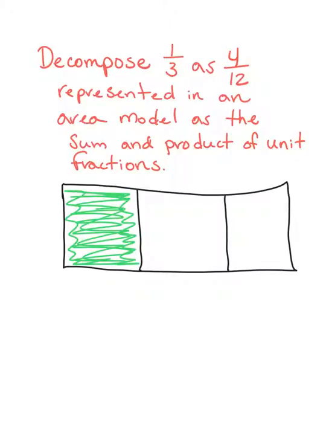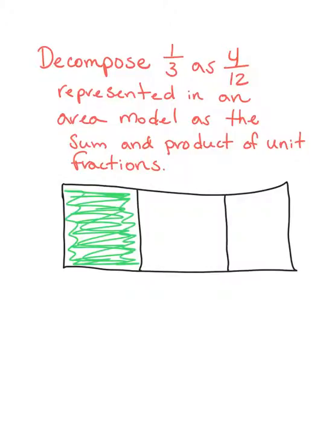In our next example, we decompose 1/3 as 4/12, represented in an area model as the sum and product of unit fractions. So we are going to show in our area model what those 2 equivalent fractions look like, and then we're going to decompose it using the sum of the fractions, and then compose it back together, finding the product, just like we have been doing.